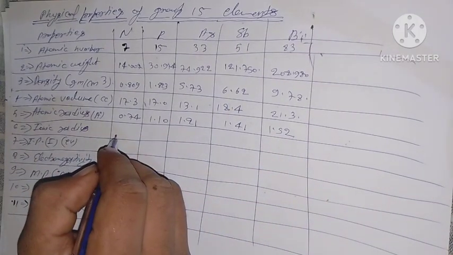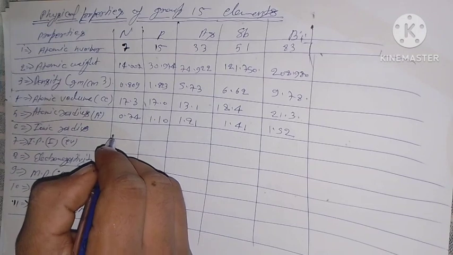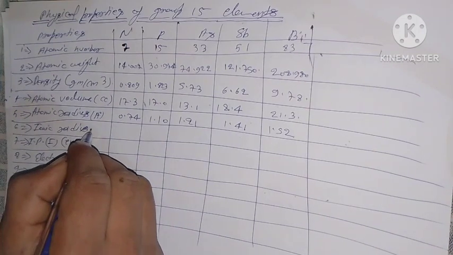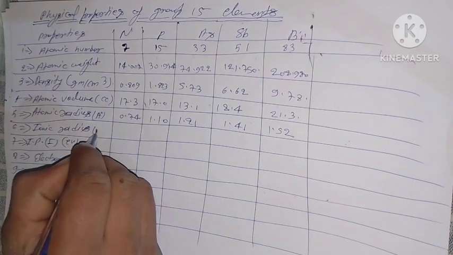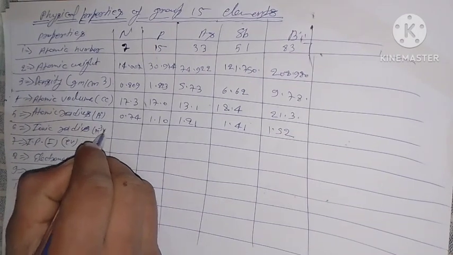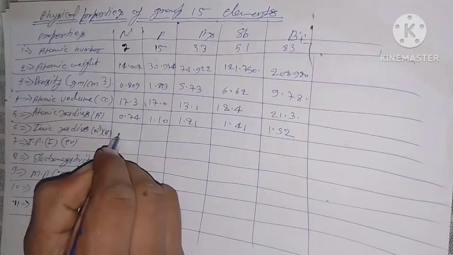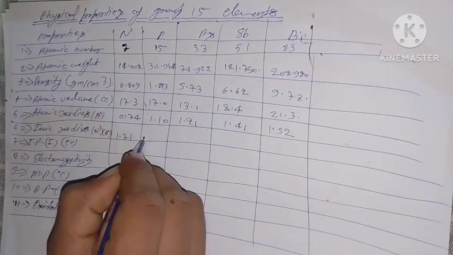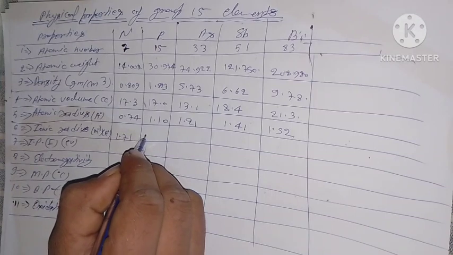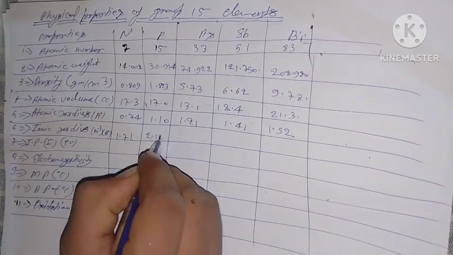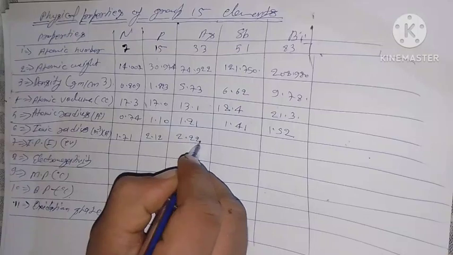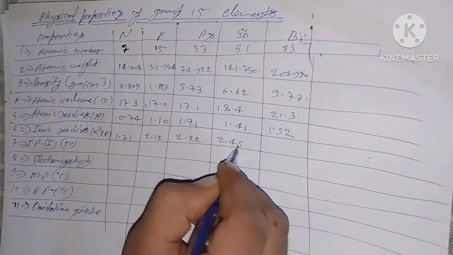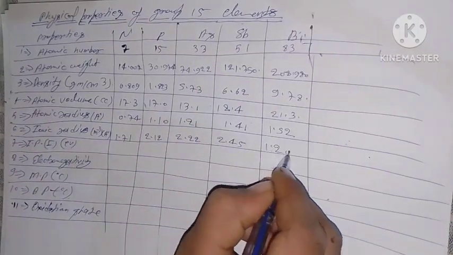Ionic radius of nitrogen. Ionic radius M^3- in angstrom is 1.71, 2.12, 2.22, 2.45, and 1.20.